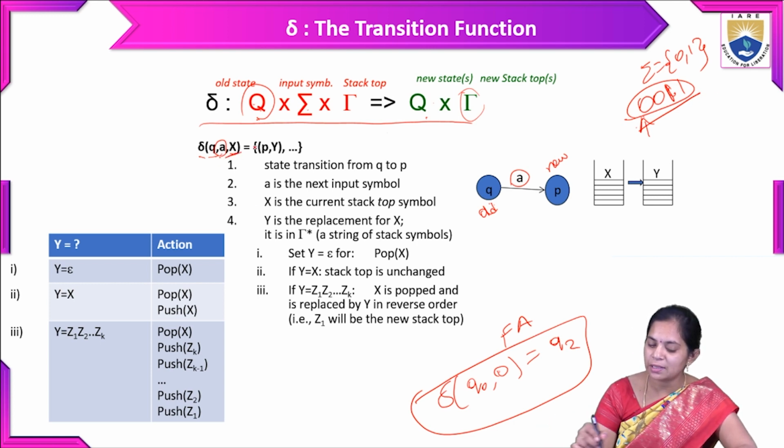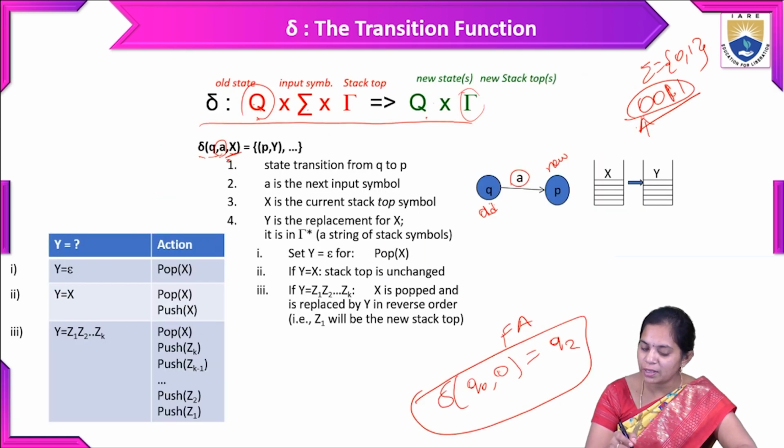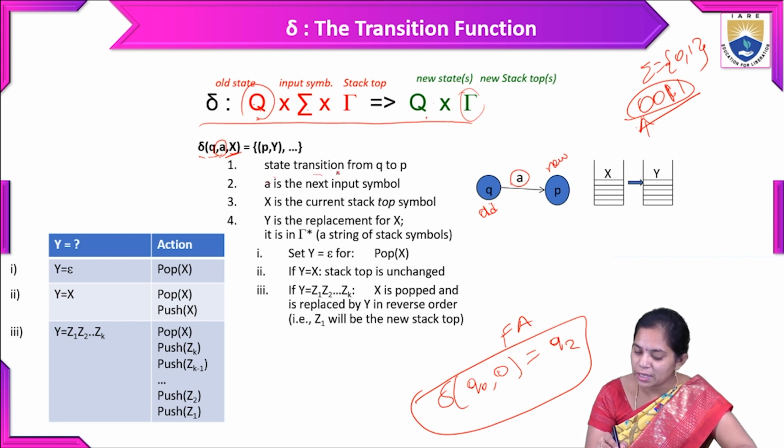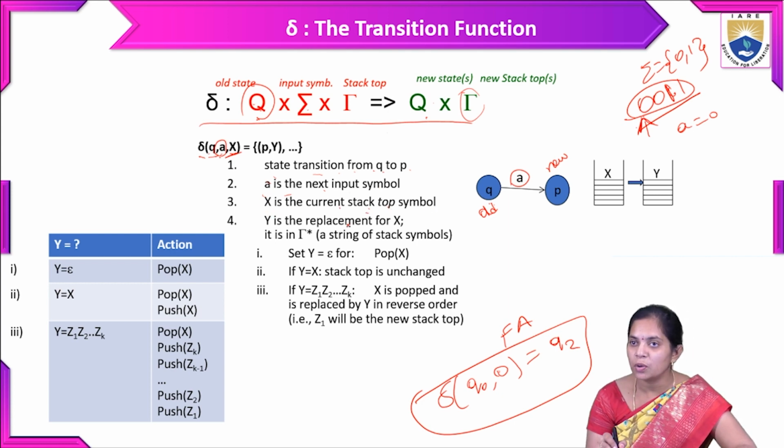And next, X is equal to what we already discussed in the previous slide. X is the top of the stack symbol. Next, the state transition is from Q to P. A is the next input symbol. So what is this A? Here the A value is equal to 0. A is the next input symbol and X is the current stack top symbol.